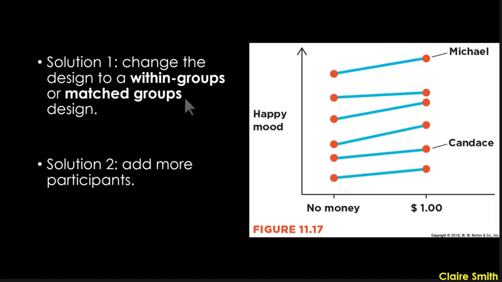Remember, if we match the two happiest people and then randomly assign them to a group, then the next two happiest, randomly assign, until you get to the two saddest and then randomly assign, that way you know there's not going to be an uneven amount of happy versus generally sad people in each group. You should have approximately the same average happiness level per group if you do a matched design. Another solution is just to add more participants. The more participants you have, the better.